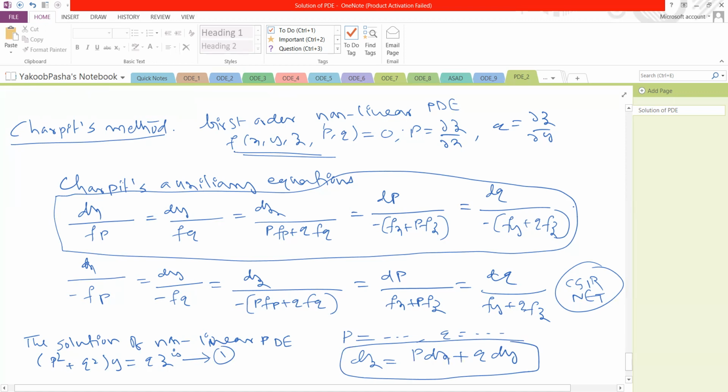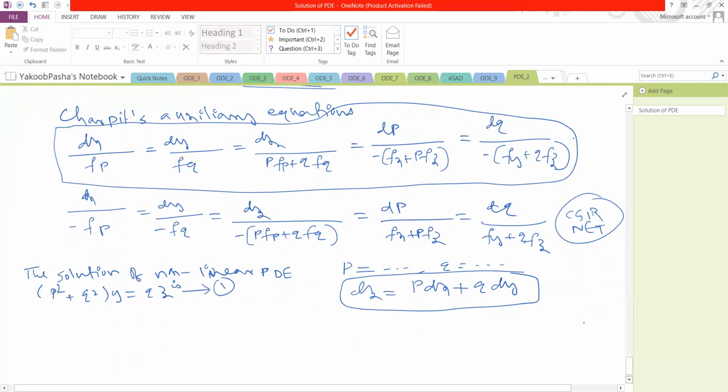Okay. We have to find p and q from Charpit's auxiliary equations. So if you take f of x y z, p q is equal to this equation: p square plus q square into y minus qz.